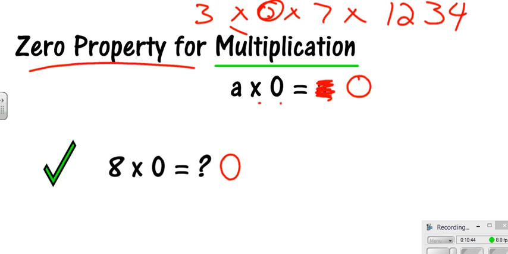It doesn't matter if this becomes 21, and then you multiply 21 times that. There's still a 0 here. It's going to be 0. And so we have the 0 property for multiplication. All right, here we go.